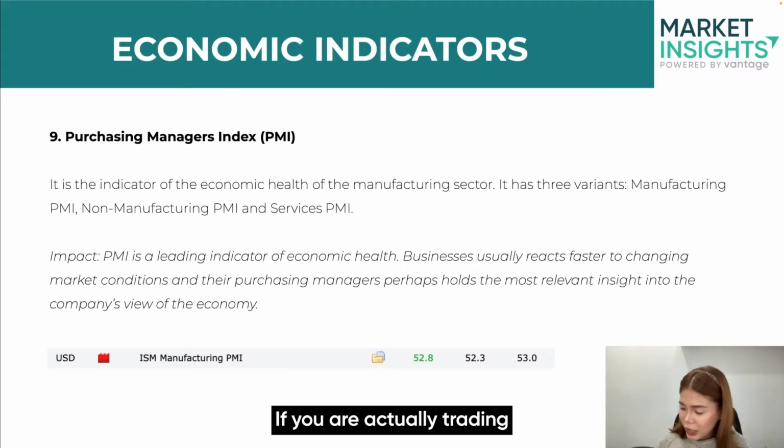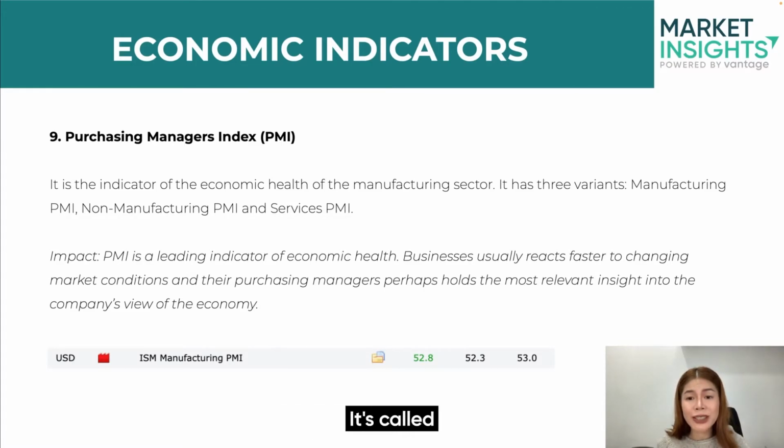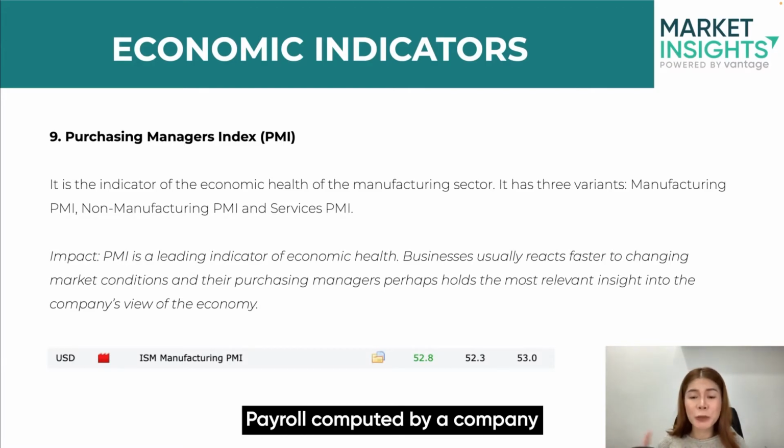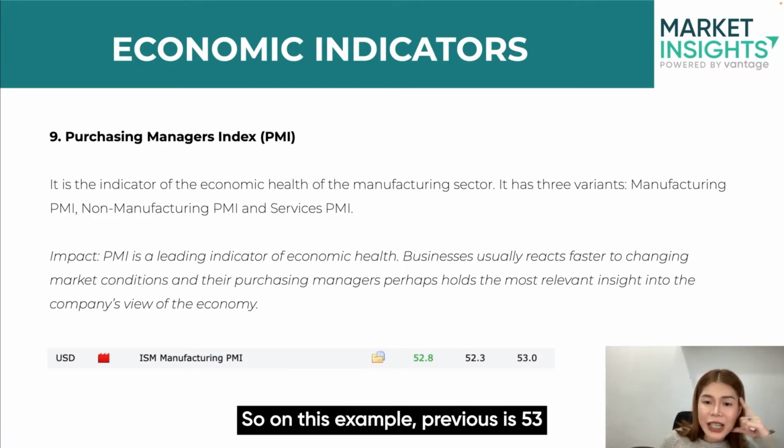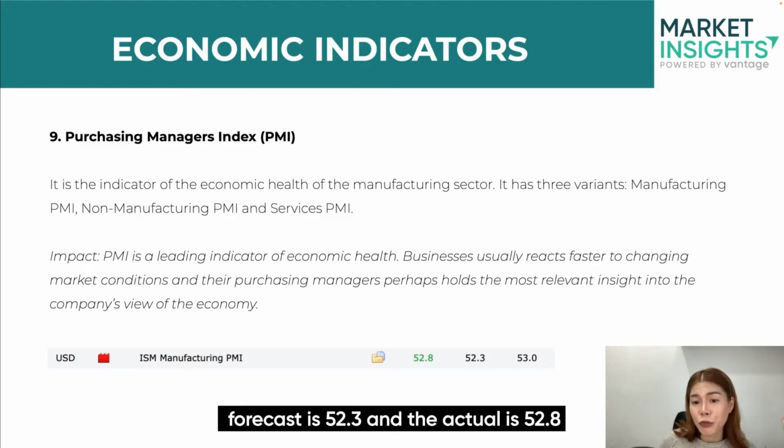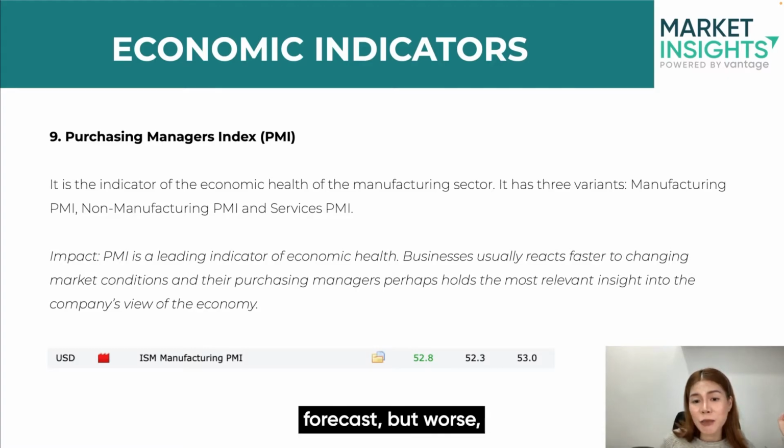If you are actually trading US dollar, you would see that NFP has a private version. It's called ADP NFP. Why is it ADP NFP? It's a non-farm payroll computed by a company called ADP. Right. So, on this example, previous is 53, forecast is 52.3, and the actual is 52.8. Still better than the forecast, but a little bit worse than the previous.